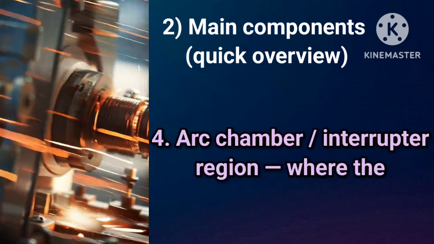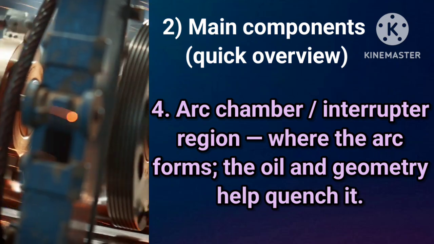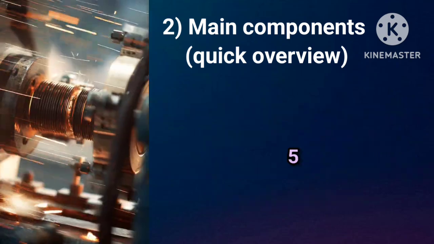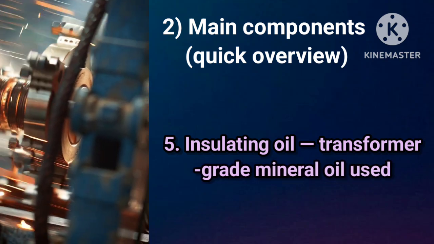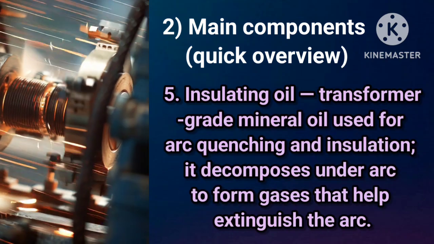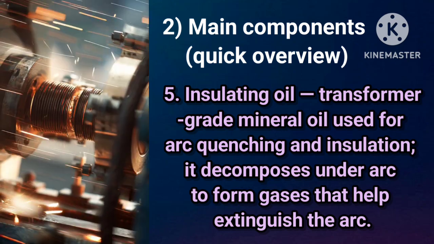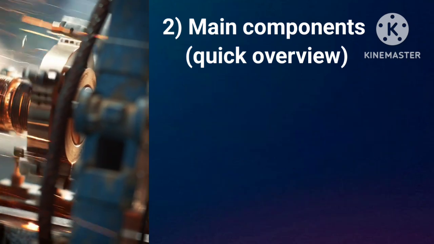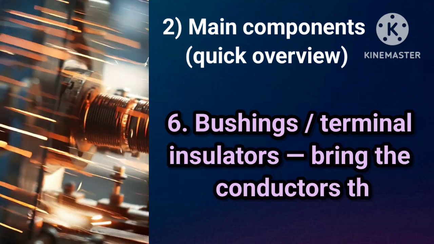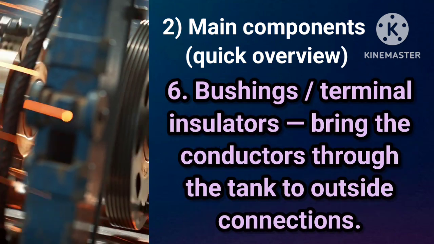4. Arc chamber, interrupter region, where the arc forms; the oil and geometry help quench it. 5. Insulating oil, transformer-grade mineral oil used for arc quenching and insulation. It decomposes under the arc to form gases that help extinguish the arc. 6. Bushings, terminal insulators that bring the conductors through the tank to outside connections.